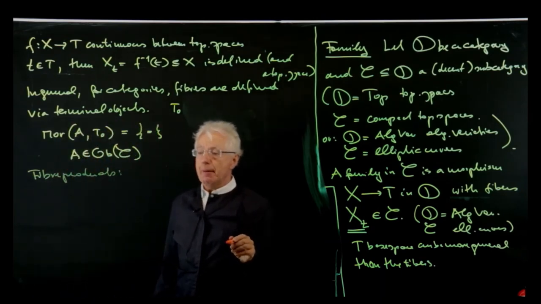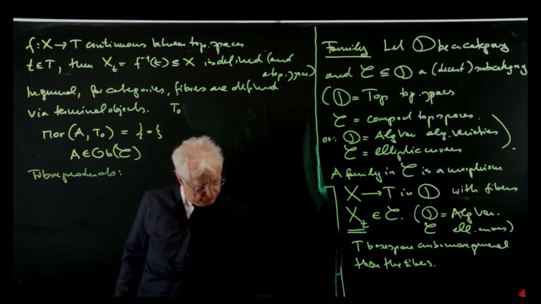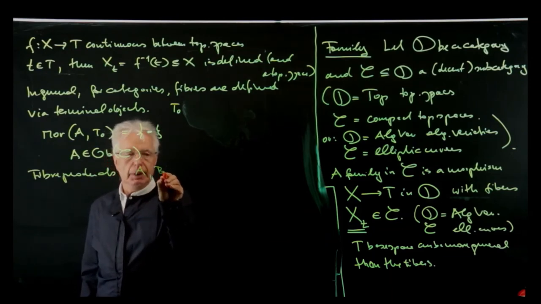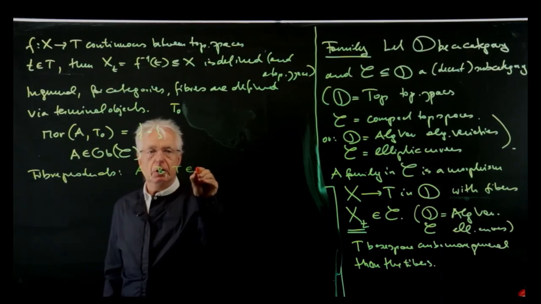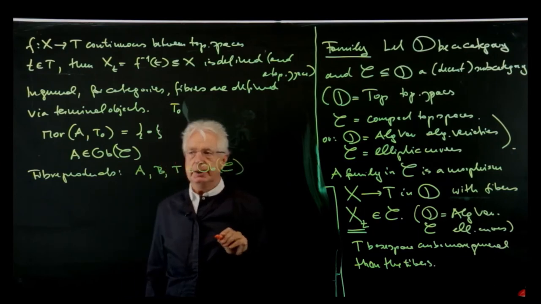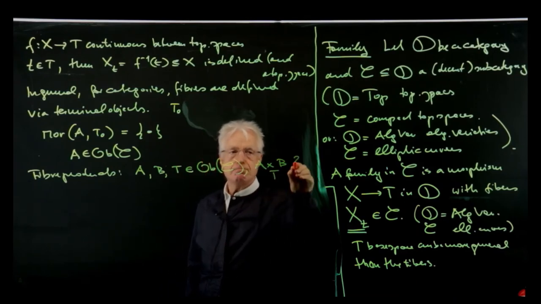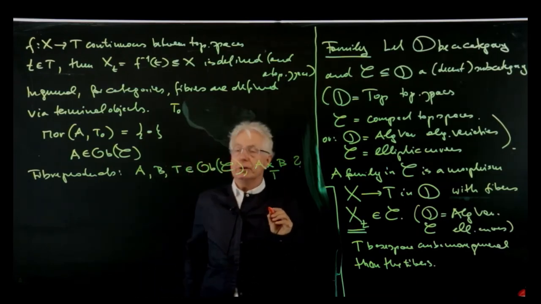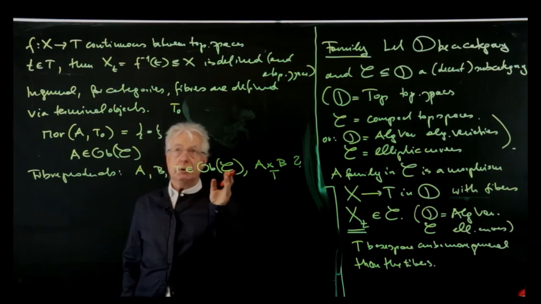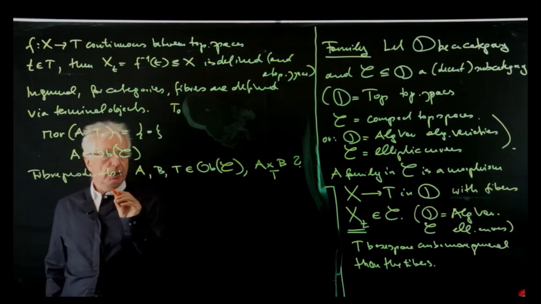So maybe I should say a little bit about fiber products. If you have A, B, and T objects in your category, let me call the category C, you want to define something which is A times B over T. And if you think of topological spaces, it means the following. We switch constantly between topological spaces and categories, and you have to make the translation. So what is a fiber product?